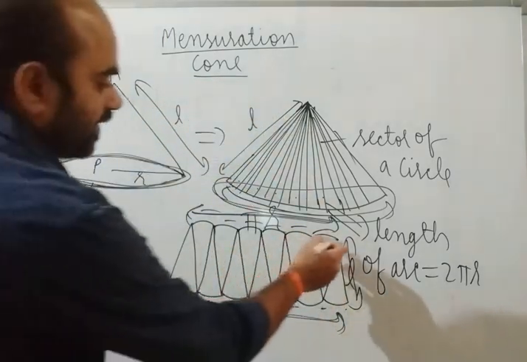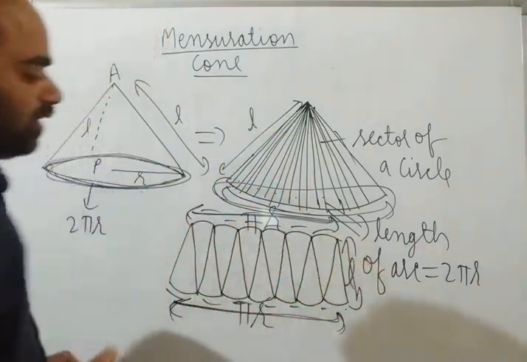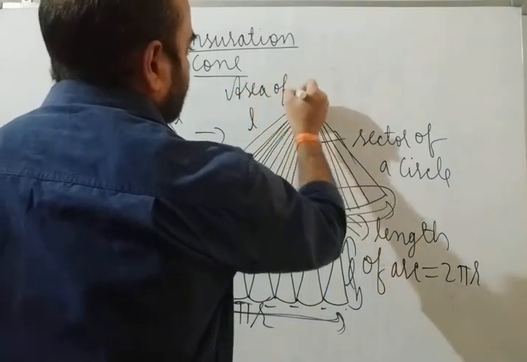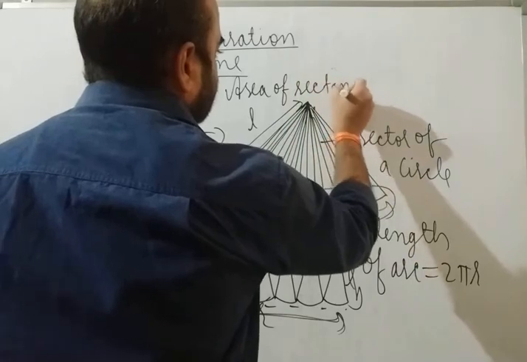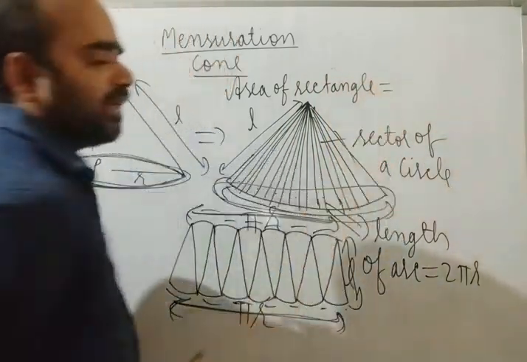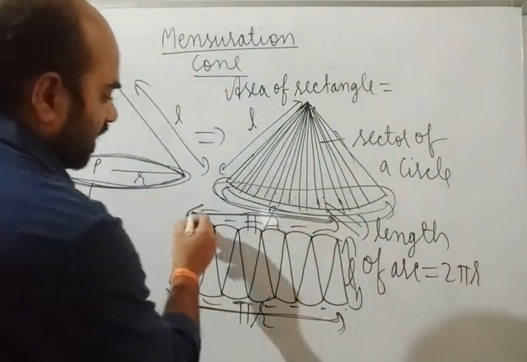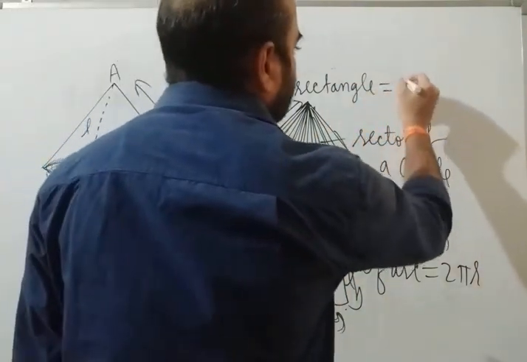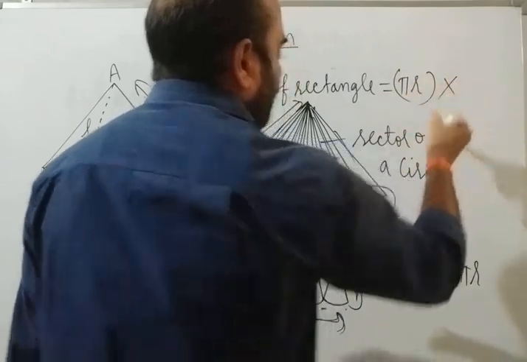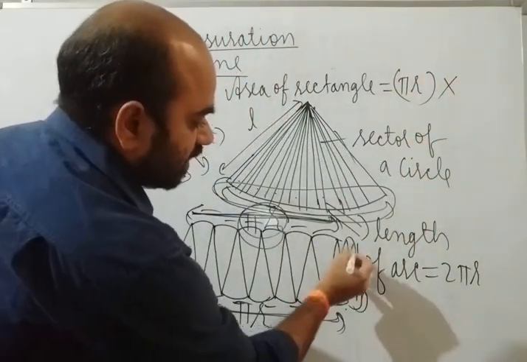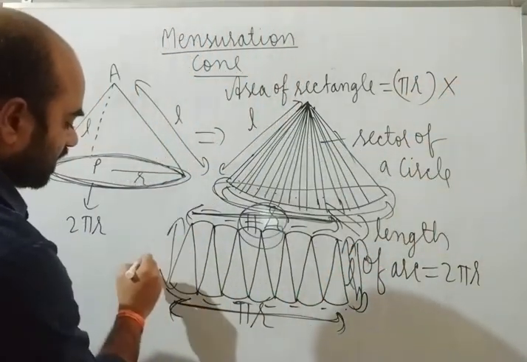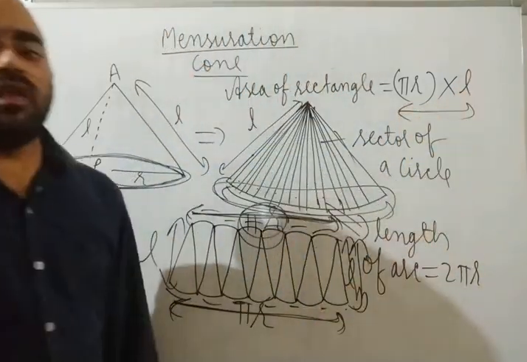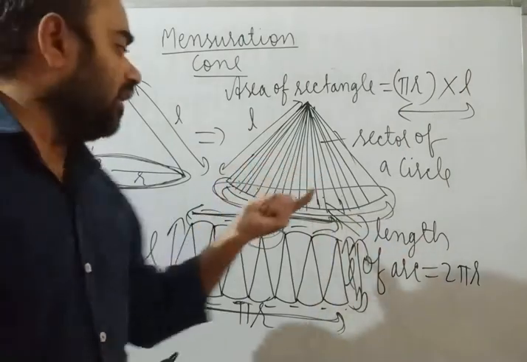So if we treat this as a rectangle, correct? What is the area of a rectangle? Length into breadth. What is the length? Approximately pi r. Correct? Breadth is this, that is L. It means pi r into L. So this will give the curved surface area.